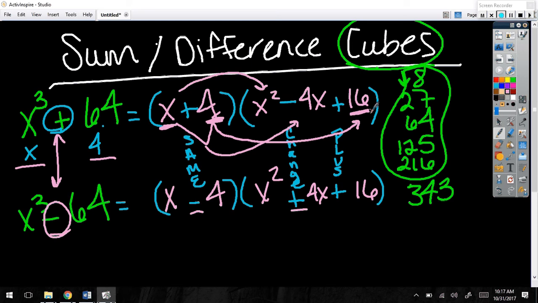Let's do another one. So that's the sum. Hold on, everything over here is supposed to equal that, is that right? Yes, so that equals that.